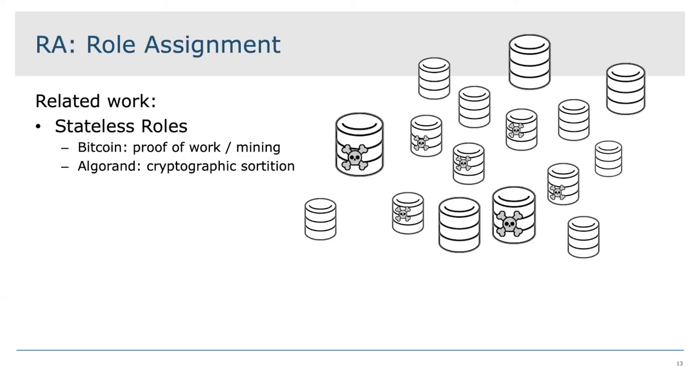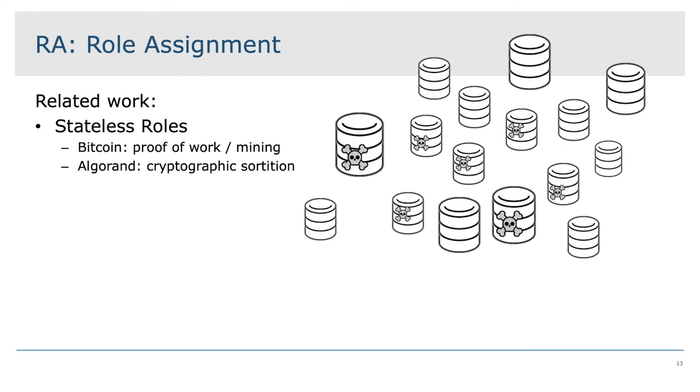Let's take a quick look at role assignment. We've seen this kind of role assignment in a number of places already. Most notably, we have Bitcoin, where the role of block creator is assigned through proofs of work. And this has exactly the property we're looking for, which is that no one knows before the miner speaks that that particular miner has won the right to publish a block. So even the most clever adaptive adversary can't target the next block miner until it's too late and they've already played their role.